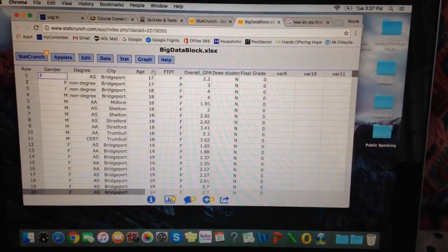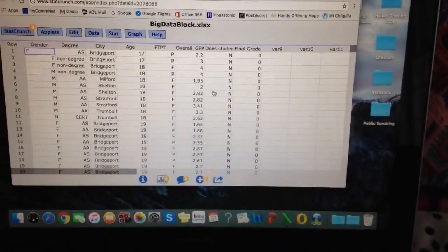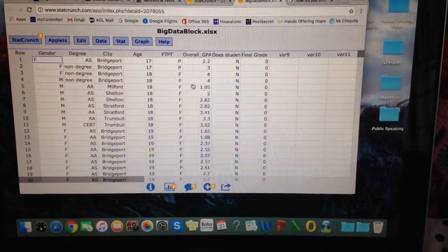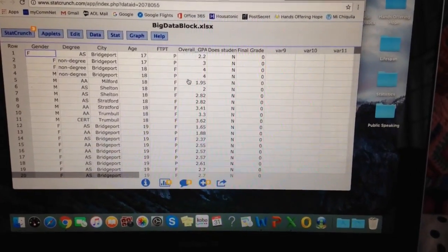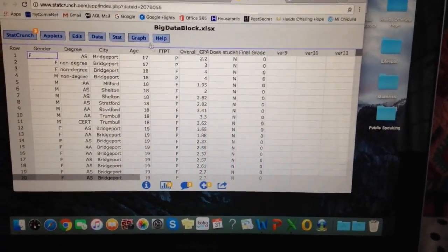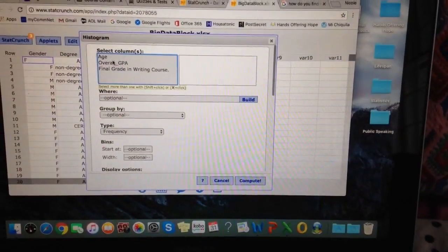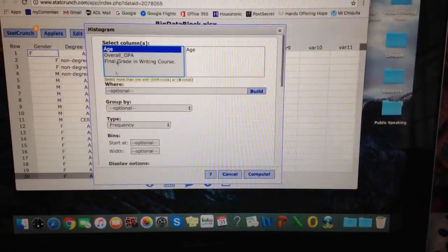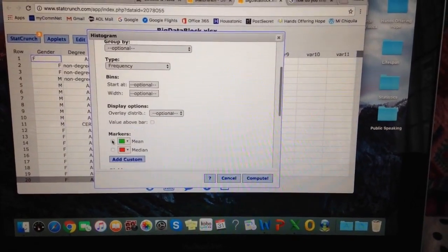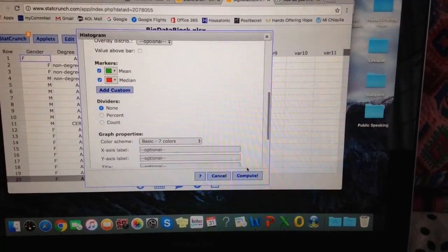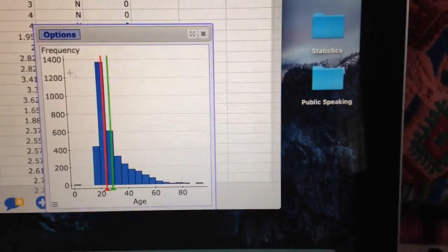All right, so we have all of our information downloaded into StatCrunch. What we're going to do now is look at the measures of central tendency, which are mean, median, and mode. I think the easiest way to do this is to make a histogram, which is the display of our distribution. So we're selecting age. Mean and median are the markers, and we'll compute that. So this is what we see here.